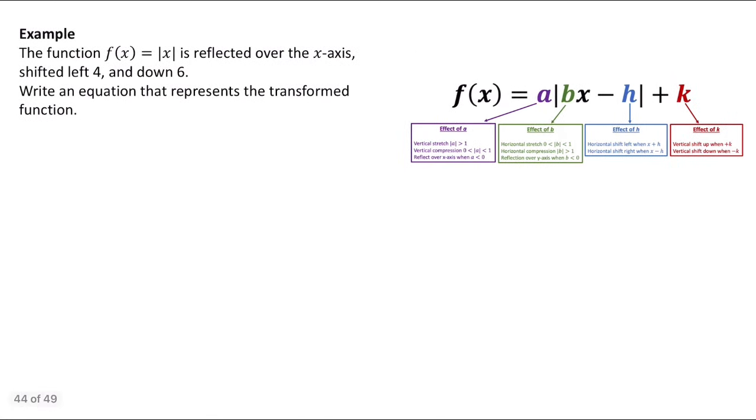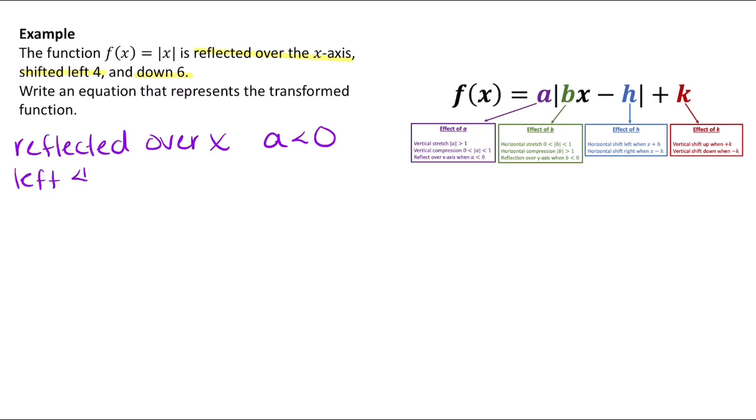All right, so now let's try this. The function f of x equals the absolute value of x is reflected over the x-axis, shifted left 4 and down 6. So how are we going to make all these changes? Reflected over x means that we're going to need a less than 0, so a is going to have to be negative. Left 4 means that we need an x plus h, so this is going to be an x plus 4. We need a down 6. Down 6 means that I need a minus k, so that's going to be a minus 6.